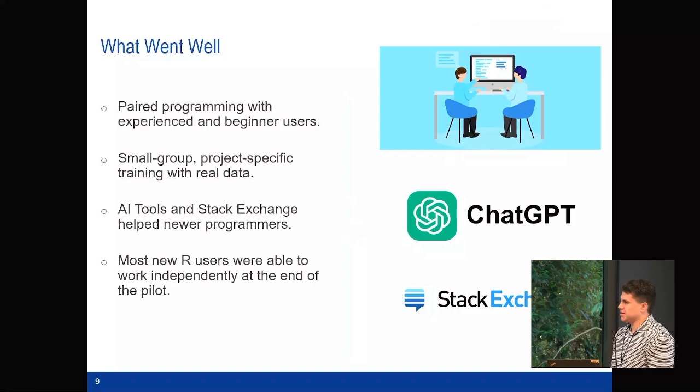So there were a few things that stood out as super effective for us, specifically the paired programming and the small group project-specific trainings. For our paired programming, we matched experienced R users with newer ones that gave us hands-on learning in real time with real data. It was more efficient than formal training like Data Camp, and it gave people the chance to ask live questions to the person they were working with instead of, if you're using Data Camp, you just have to look it up on the internet or use ChatGPT or something like that.